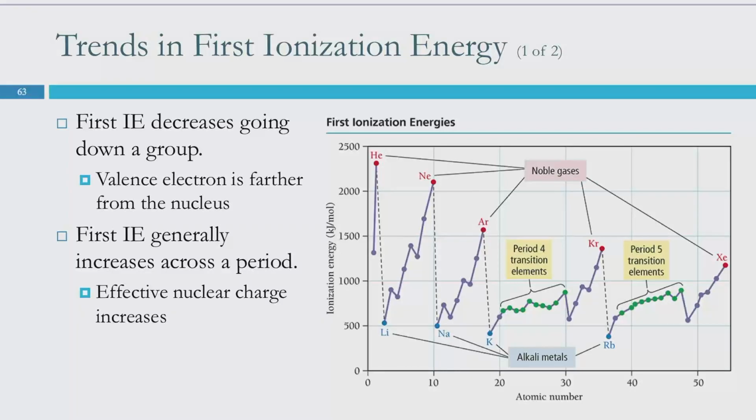If we look at our noble gases, we see the same trend. So from helium to neon to argon to krypton to xenon, moving our way down that noble gas group, we can see a very clear trend of ionization energy decreasing. And again, this is because the valence electron is farther from the nucleus. It also generally increases across a period.